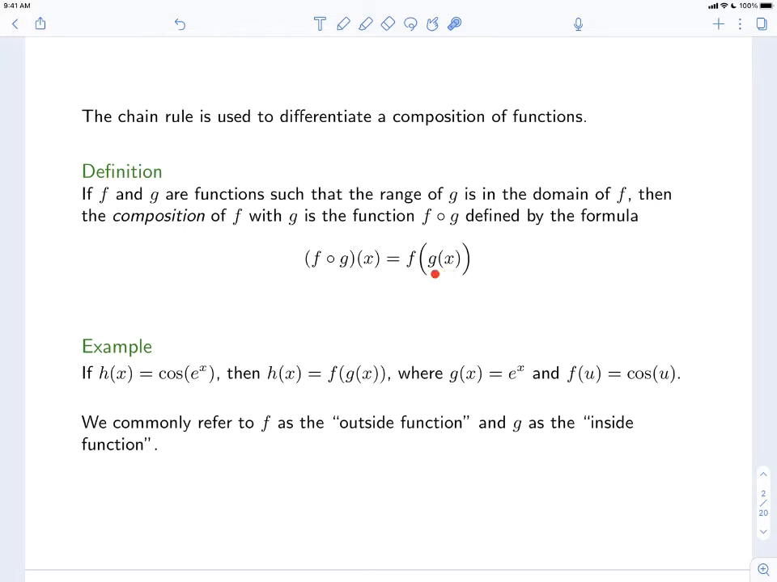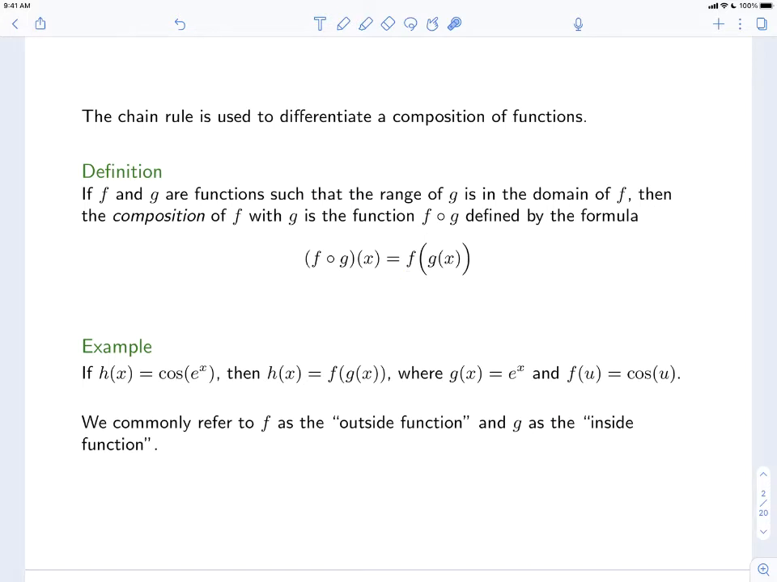It's important that the range of g is in the domain of f, because we start by taking an x, which is in the domain of g, and we plug x into g and get some number out. That number that we get out is in the range of g, and we want that to make sense as an input for f. So the outputs for g must be inputs for f. That is to say, the range of g must be in the domain of f.